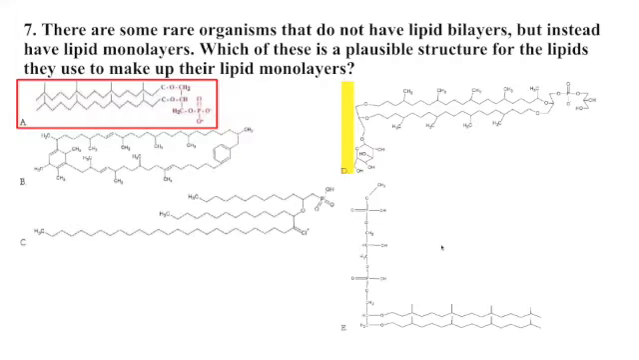7. There are some rare organisms that do not have lipid bilayers, but instead have lipid monolayers. Which of these is a plausible structure for the lipids they use to make up their lipid monolayers? In some archaea, the lipid bilayer is replaced by a lipid monolayer, in which tails of phospholipid molecules are connected into a single molecule with 2 polar heads, like this one.